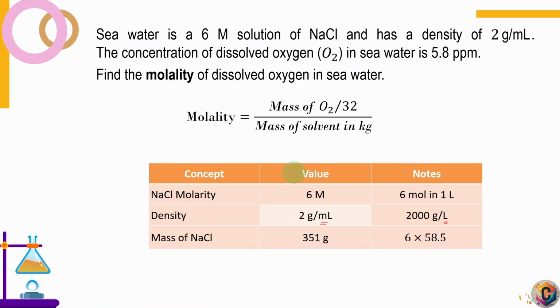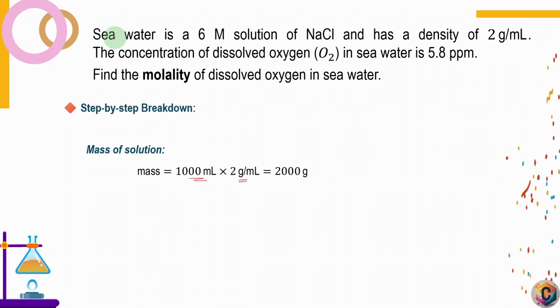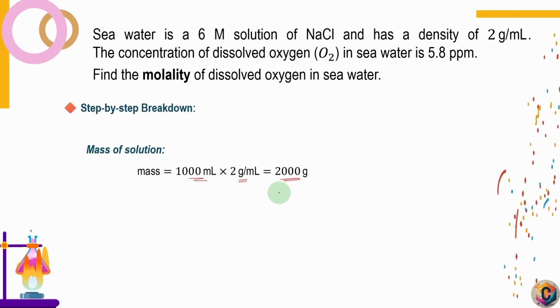Now, to find the mass of NaCl present in the given seawater, I need to do 6 into 58.5. To find out the mass of the solution, what we are going to do is 1000 ml into the density. The density value is given as 2 gram per ml. So the mass of 1 liter of seawater is 2000 gram.